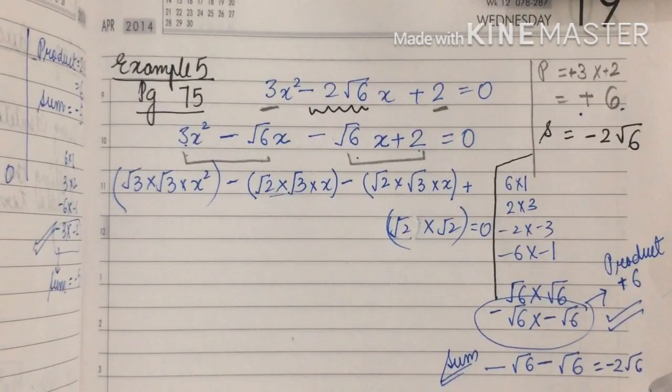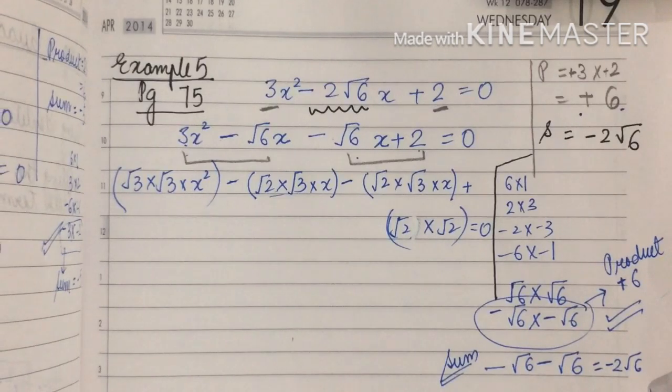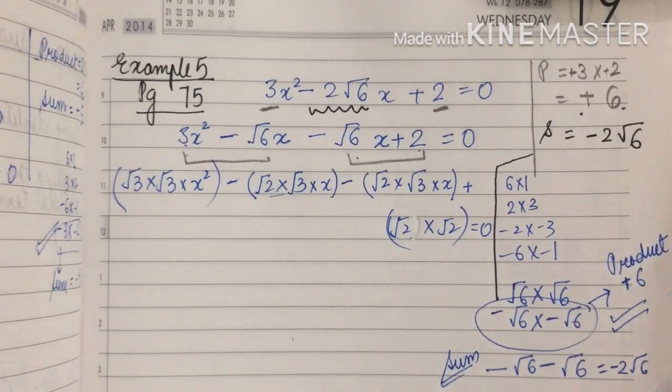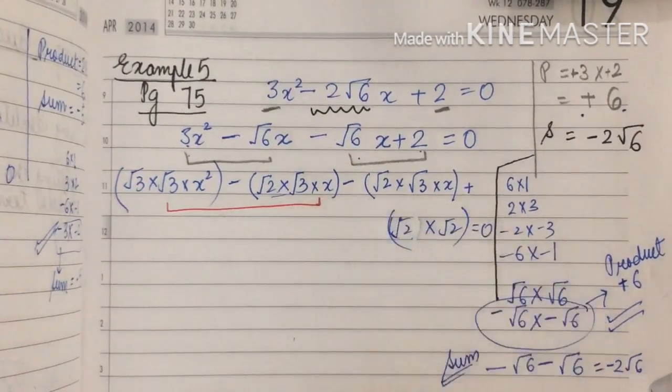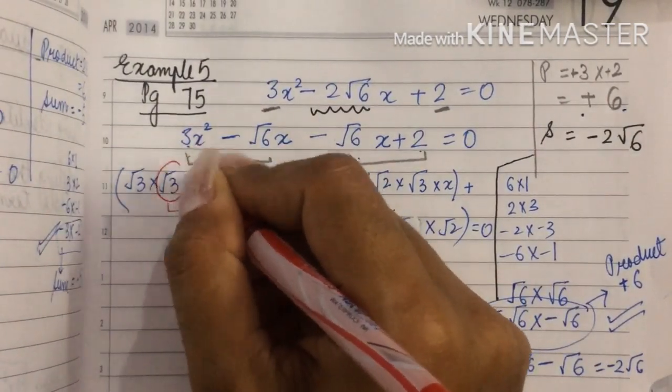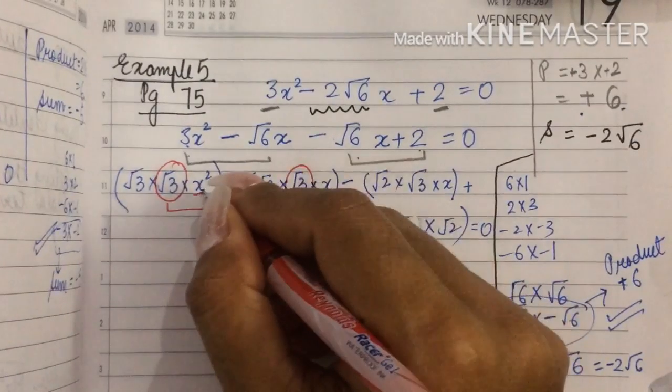Now you can see from the first pair what will be the common factors, and from the second pair what will be the common factors. If we look at the first pair, the common factors will be root 3 and x.